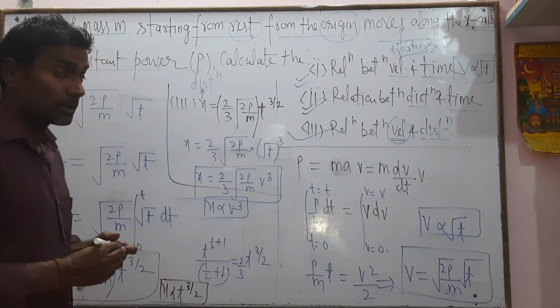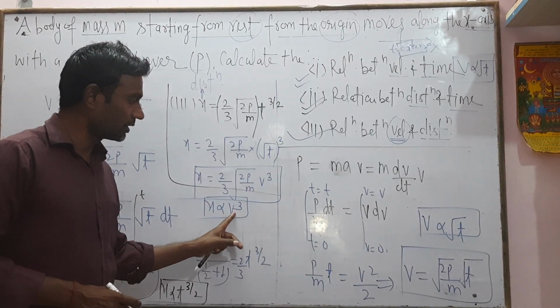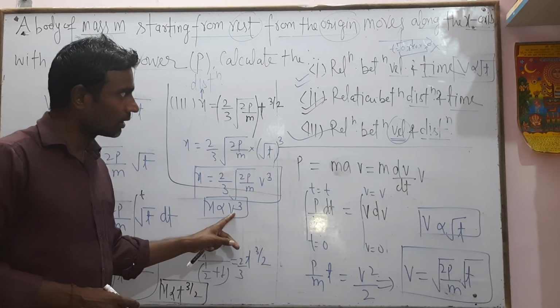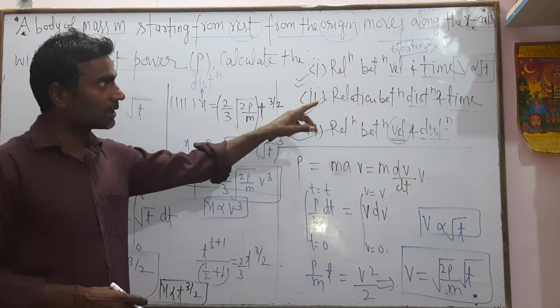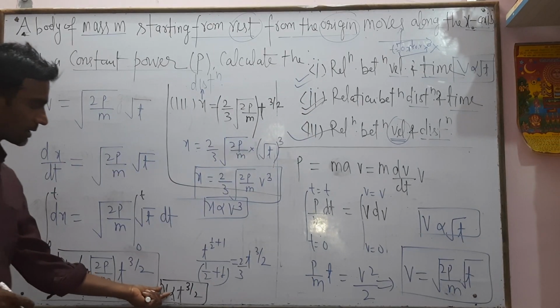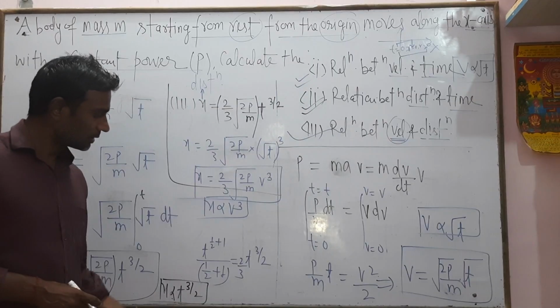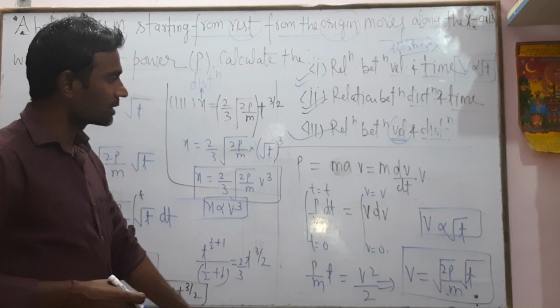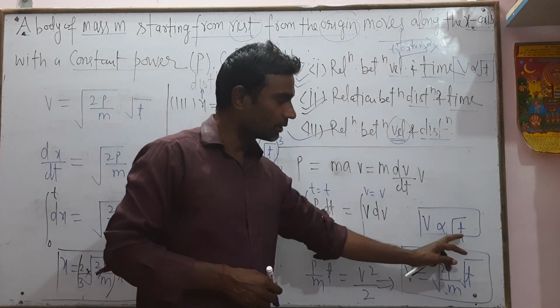So distance and velocity: x is proportional to v raised to 3. Second, distance and time: distance x is proportional to t raised to 3 by 2. And the first one is v proportional to root of t.